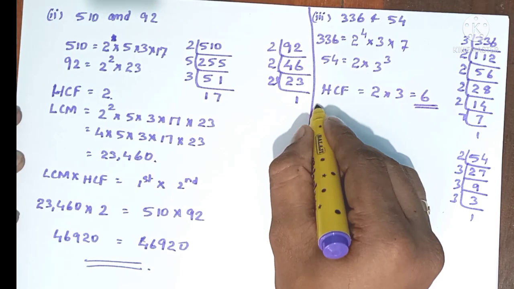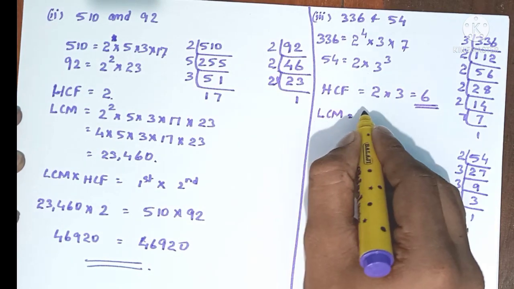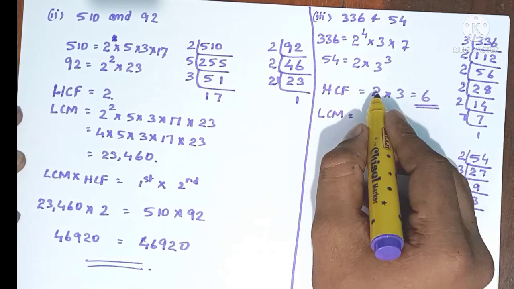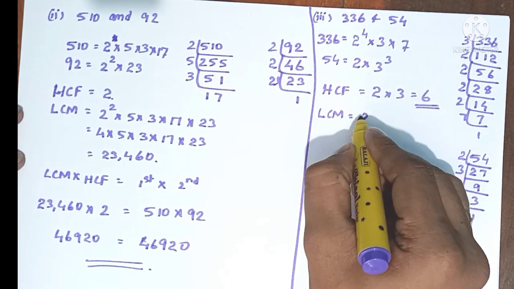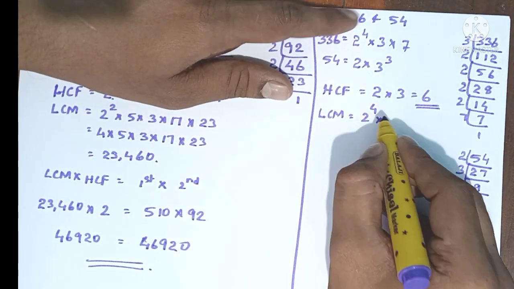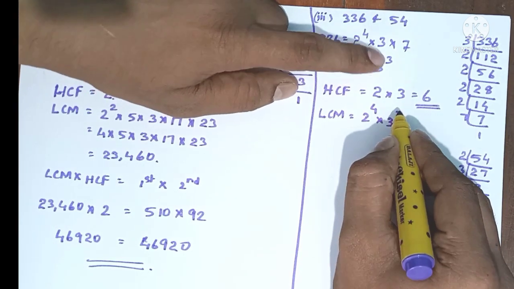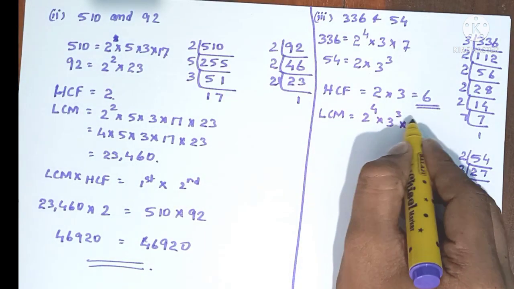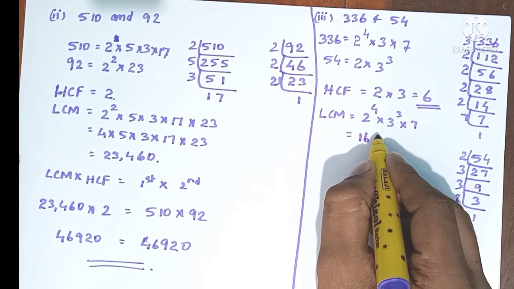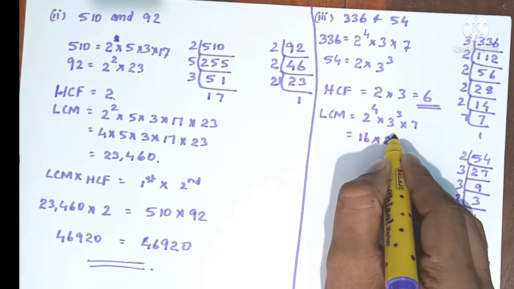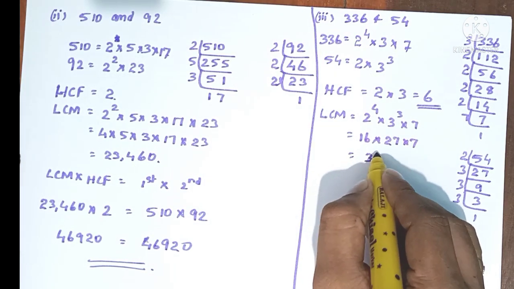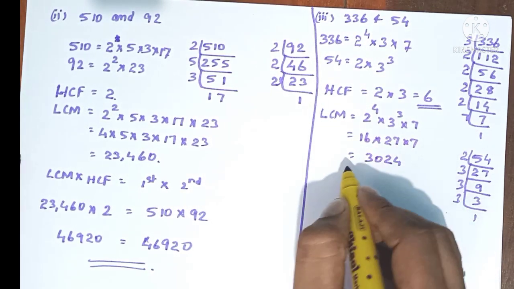And what is the LCM here? LCM is equal to the values having the highest powers. So that is, for 2 it is 2 raised to 4, into for 3 it is 3 raised to 3, for 7 it is 7 raised to 1, that is 7, is equal to 16 into 27 into 7. So we get 3024 as the LCM of these numbers.